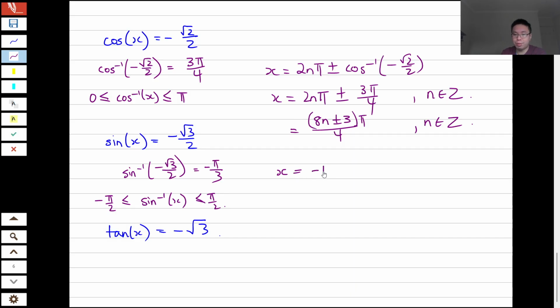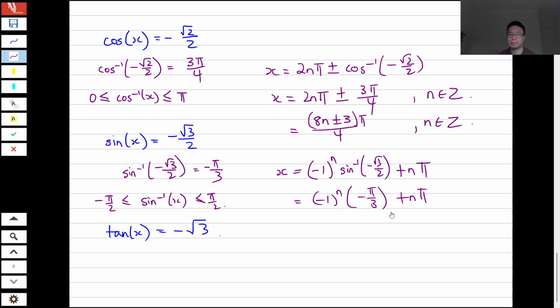So this time, what I want to do is take negative 1 to the power of n times the inverse sine of my trig ratio, plus n pi. So that's negative 1 to the power of n times negative pi on 3 plus n pi. And we can leave it like that. You could choose to put it into a fraction if you wanted to. I guess we will.